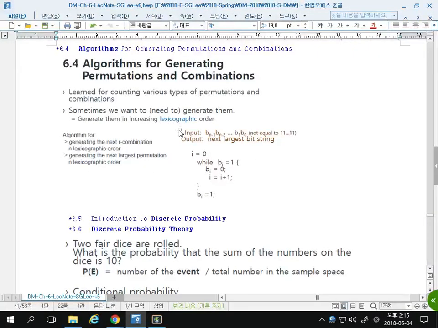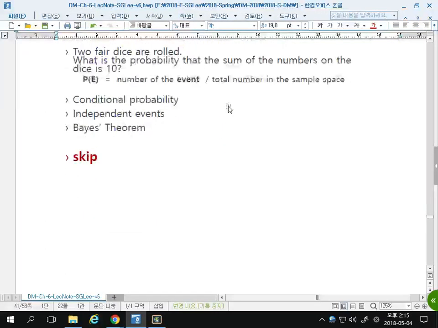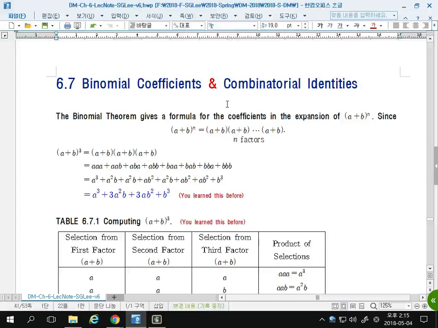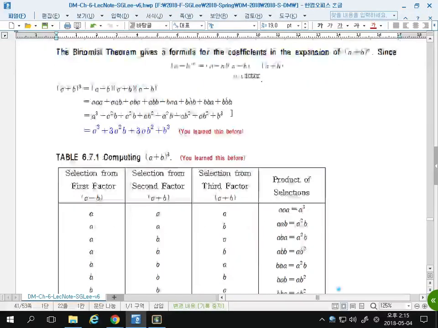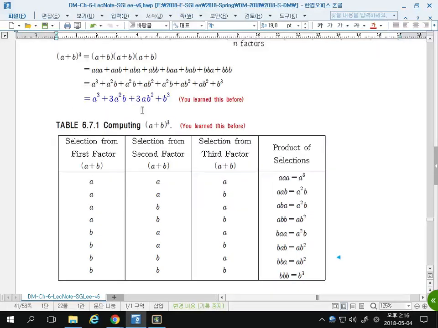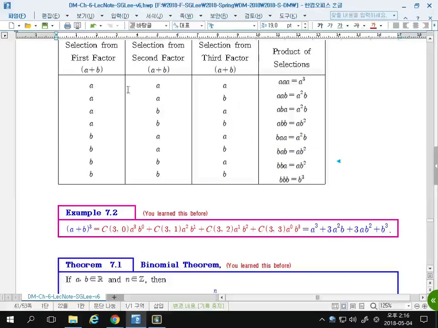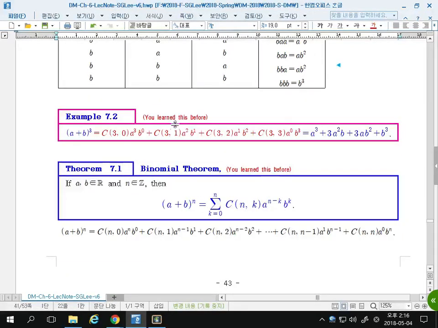Then section 6.4 is the algorithm for generating permutations and combinations, and next, 6.7 is the binomial equation and combinatorial identities. We'll continue. Here, you have learned the cube of a plus b, which is this. You have learned the square of a plus b. And you compute this, you will see how many of these terms there are. Anyway, a plus b cubed is this.